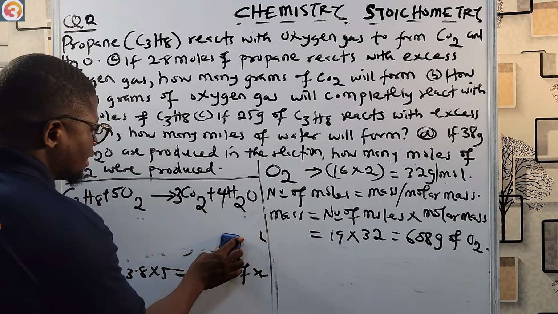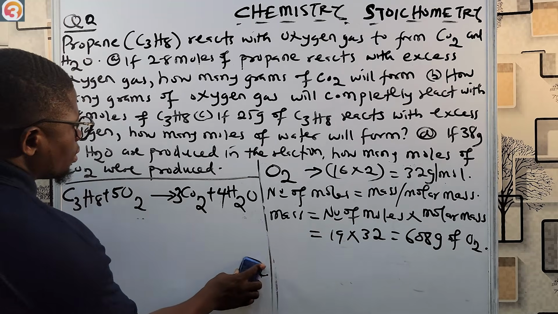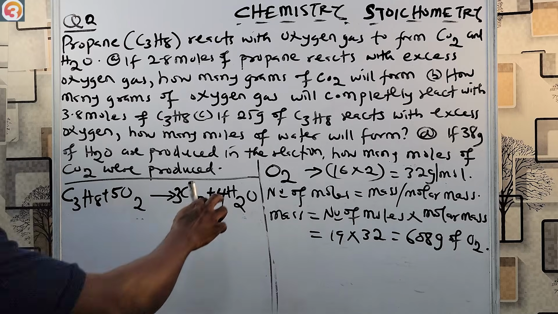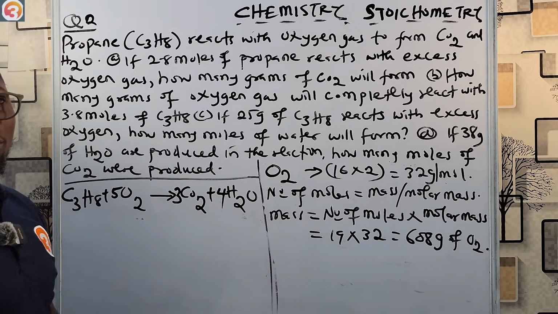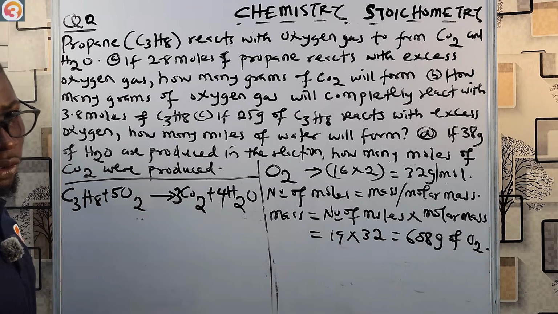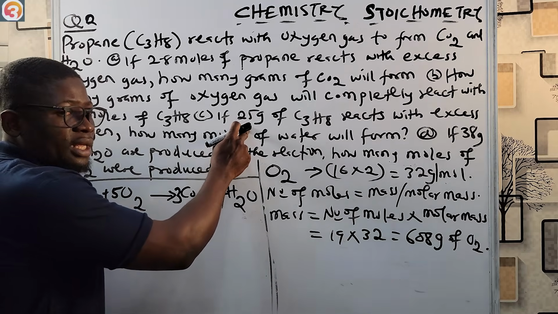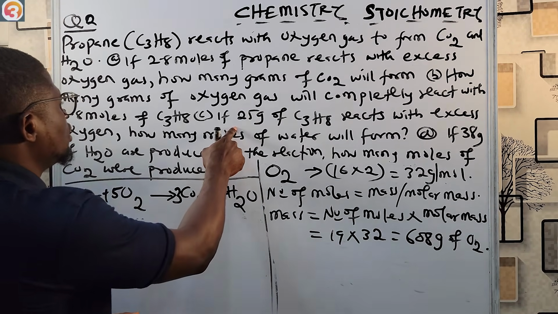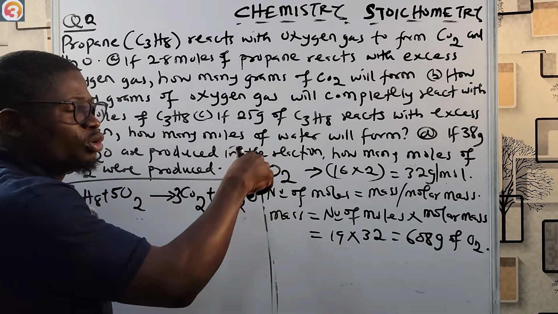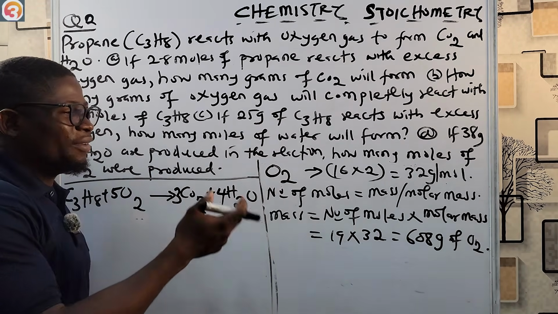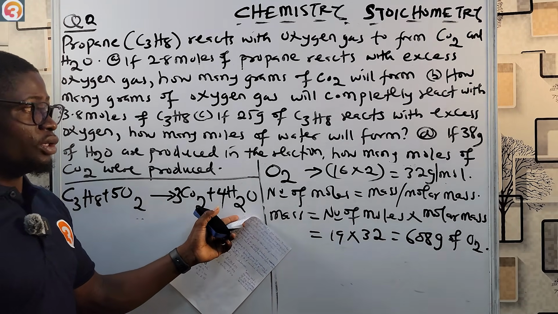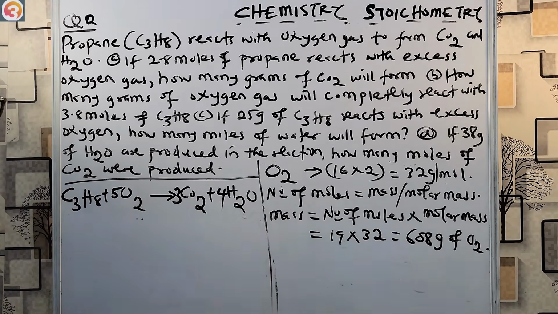Now, we are told that if 25 grams of C3H8, so we know the mass of C3H8, that we are comparing with the H2O. 25 grams, okay? So we need to first of all look for the number of moles. Since we know the gram, we need to look for the number of moles of propane that will react with oxygen to give us these 4 molecules of water. All right.